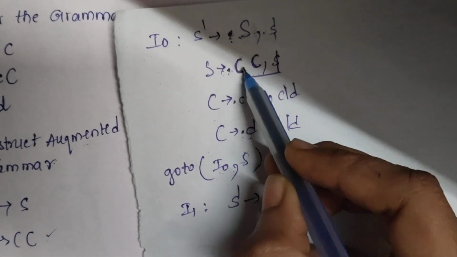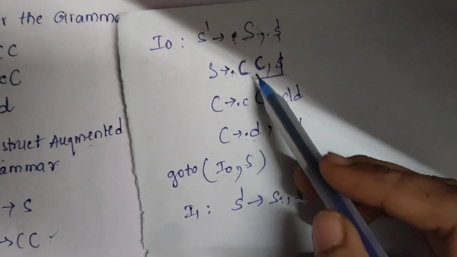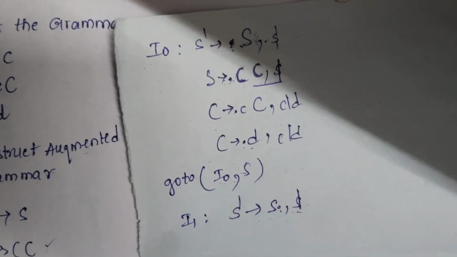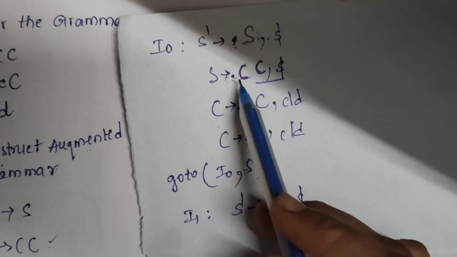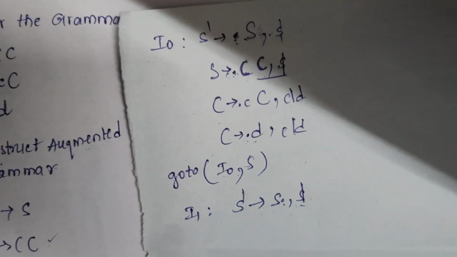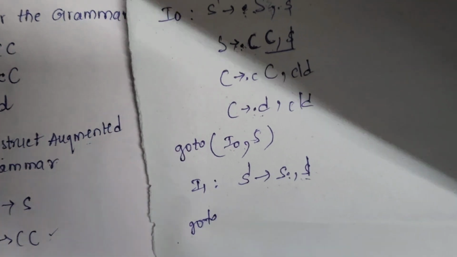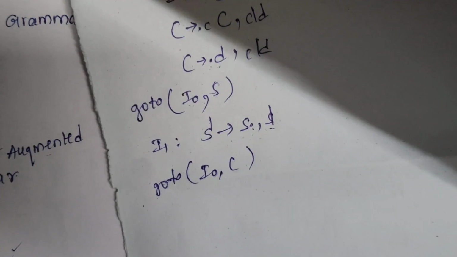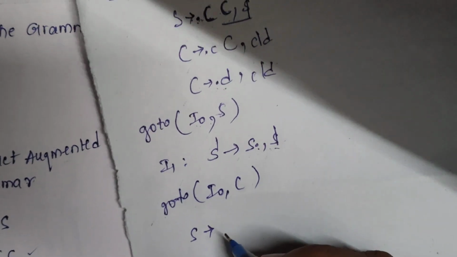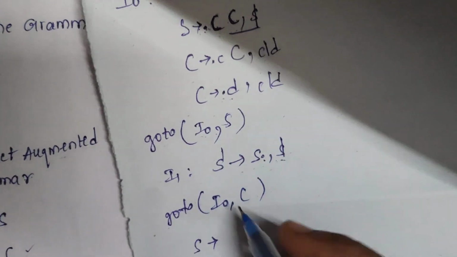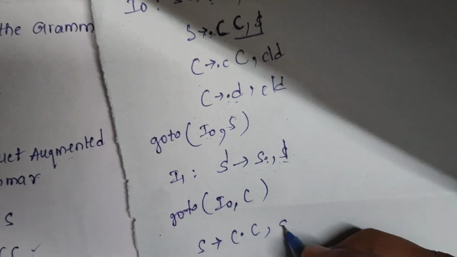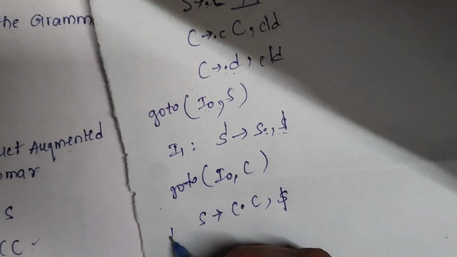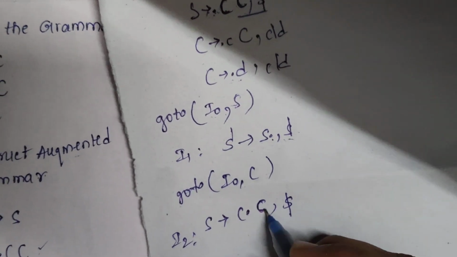Next, the dot is followed by capital C. You need to see where on the right side we have capital C prefixed with a dot. We have only one C. So goto of I naught comma capital C. This dot will be shifted here, so S produces C dot C, and the look ahead symbol will be as it is when we were writing the productions. Now this will be I2. The dot is followed by non-terminal capital C.